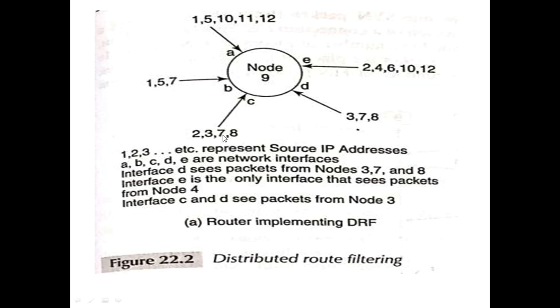Now if you see, B, C and D are the three network interfaces which see the same packets from node number 7. Interfaces C and D see the packets from node 3. So this is how exactly the implementation takes place.